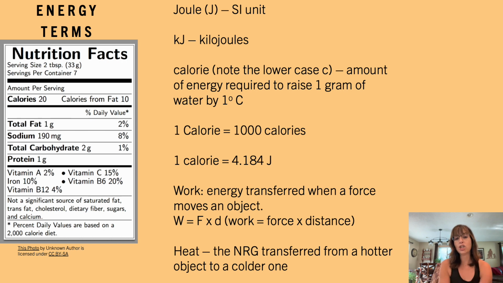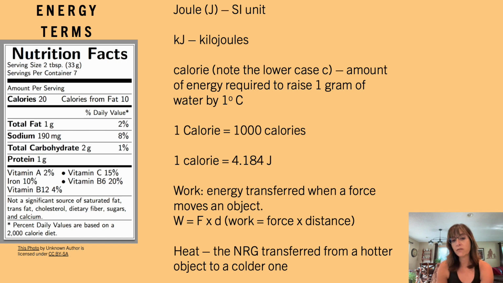Work is the energy transferred when a force moves an object. Work is very simply found by multiplying the force and the distance. This is something we do a lot in physics. And heat is simply the energy transferred from a hotter object to a colder one.